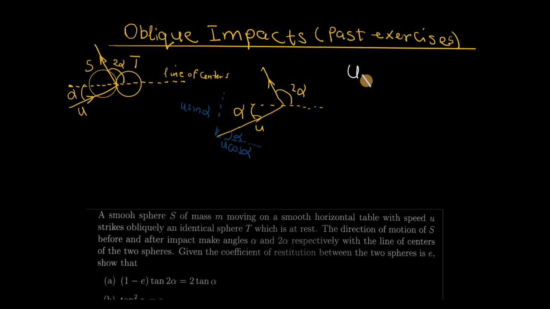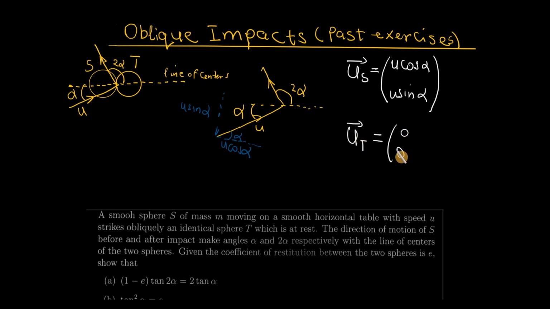The velocity uS of sphere S before impact is given as u cos alpha, u sin alpha. Thus, up we write the parallel component and down the perpendicular component, that's the parallel component to the line of centers and down the perpendicular component to the line of centers. The velocity uT of sphere T before impact is given as 0, 0 since sphere T was at rest before impact. The velocity vS of sphere S after impact is given by x, u sin alpha.